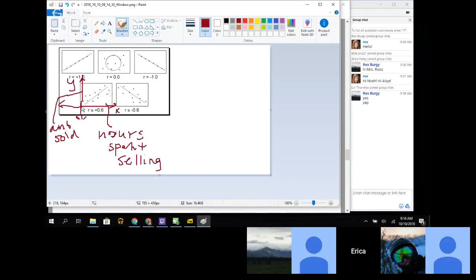Who's heard that word before, like the best fit line or the best fit of the data? If you haven't, we're going to do that in Algebra 2. It's actually one of my favorite things to do. I think it's pretty cool.